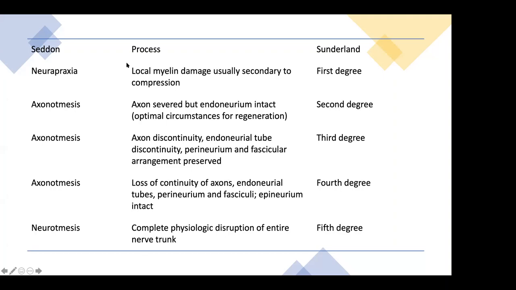Okay, and then looking again at these different categories, the Seddon classification is those three. Sunderland has talked about different categorizations of axonotmesis, okay? And it has to do with how much is in continuity. And this is a level that's a little more challenging to see, or even to diagnose.